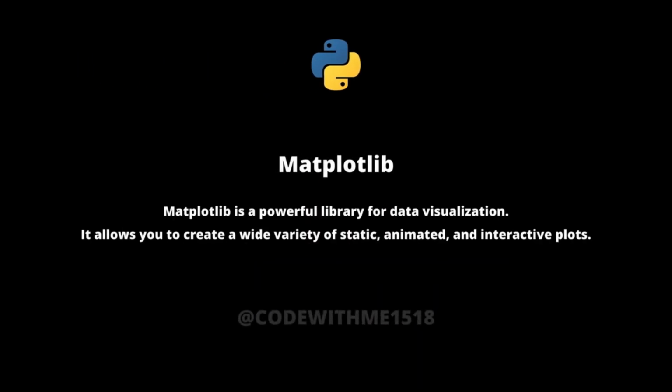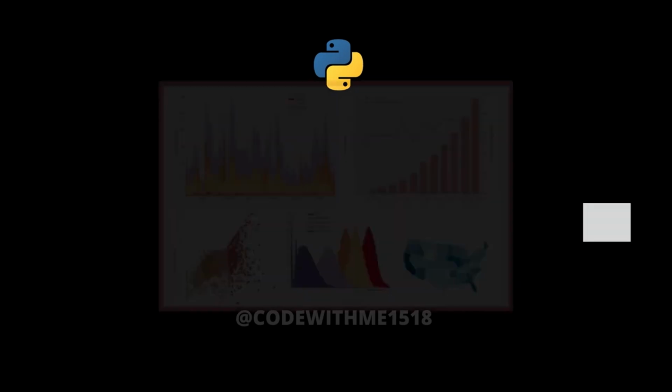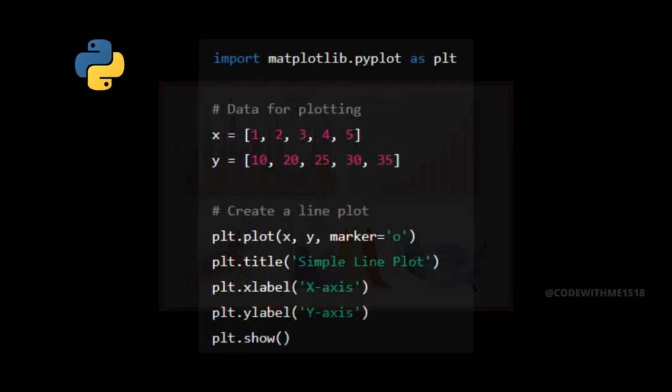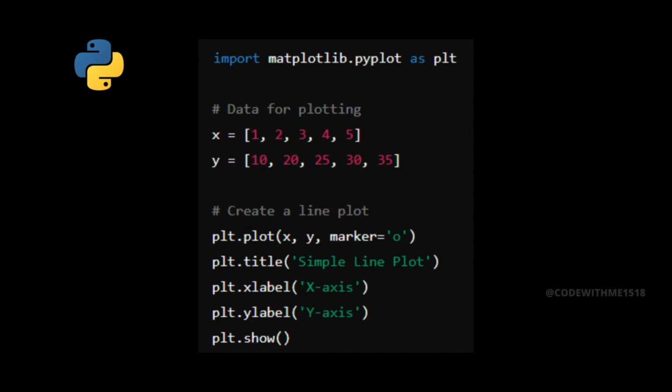Matplotlib is a powerful library for data visualization. It allows you to create a wide variety of static, animated, and interactive plots. Let's create a simple line plot using Matplotlib. This code creates a simple line plot with X and Y data points.